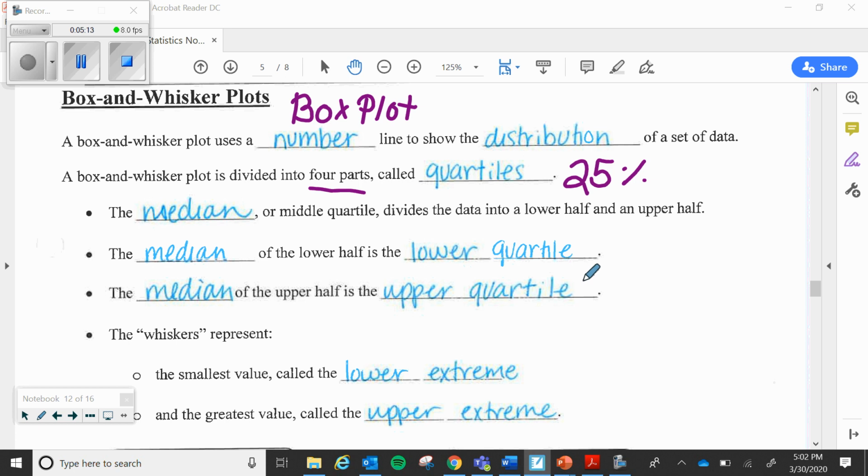And you'll be able to see that a little bit more clearly when I show you what a box and whisker plot looks like. But when we're dealing with box and whisker plots, there are 5 different numbers that you are having to deal with. So the 5 different numbers we're dealing with are the median. So you guys know about median.